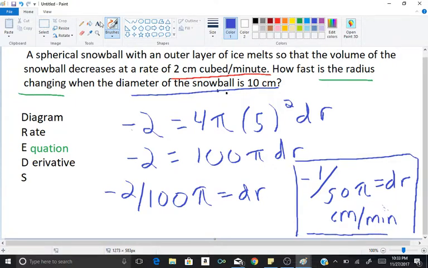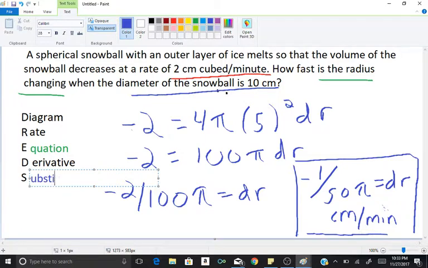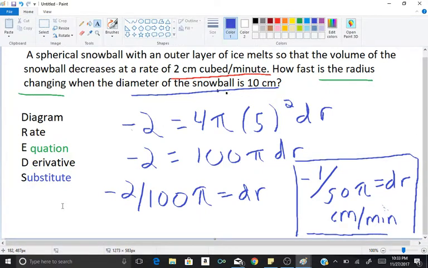So going back real quick, that last step, what did we do? We substituted. You could also say solved, I suppose, because we solve it as well. But I like to say substitution because we put those values in. All right. A couple of loose ends I want to tie up, or questions you might have.